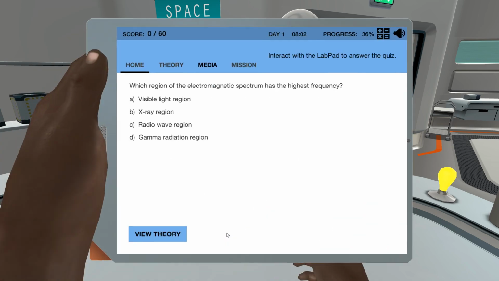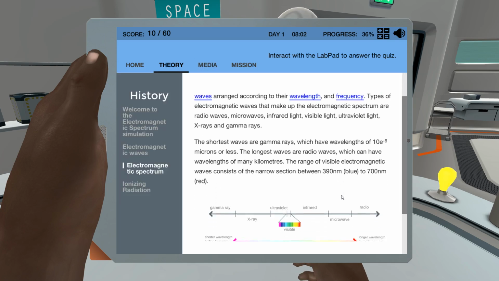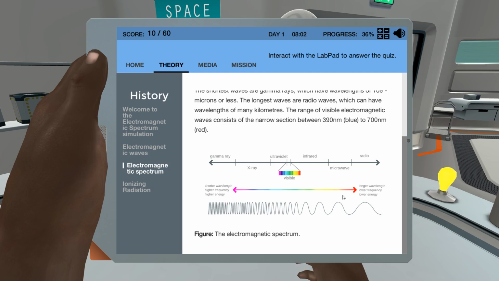Which region of the electromagnetic spectrum has the highest frequency? You got that one right. Gamma radiation is the region with the highest frequency and as a result the shortest wavelength.